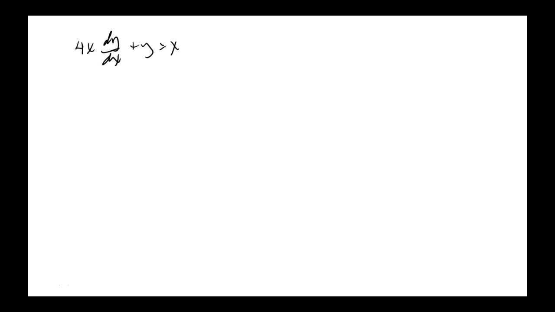Anybody? Okay, you could do that. Let's do that. Minus y. So now you have 4x dy/dx is equal to x minus y. Okay, that's fine to do. Nothing wrong with that. Divide by 4x.